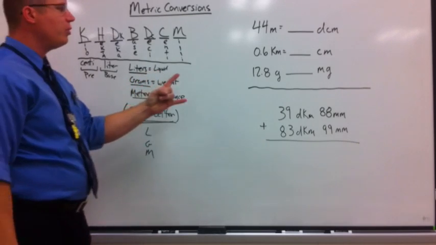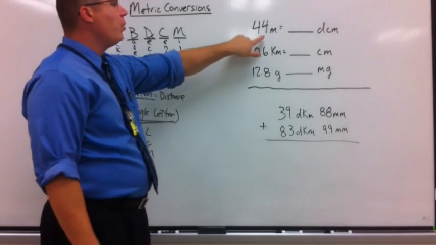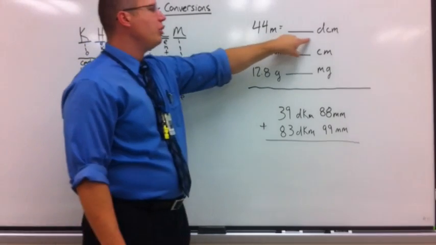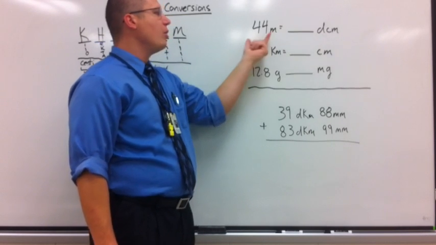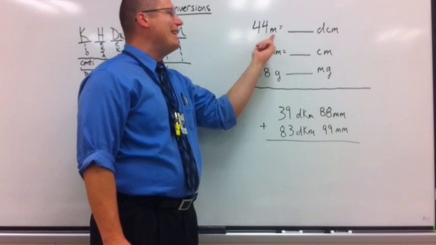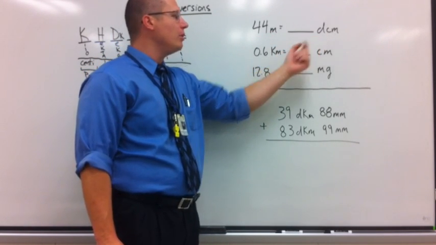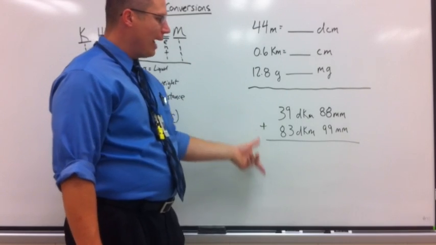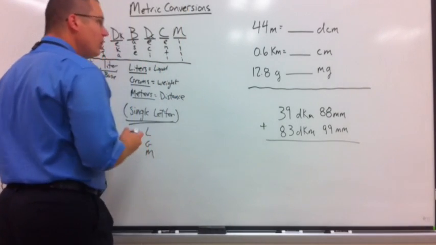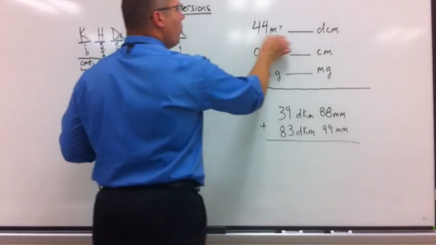Okay, we're going to do two things with this. One, I'm going to take one measurement and convert it to another measurement. Still the same amount, but I want to rename it with a different label. The other thing we're going to do is add, subtract. So let's take a look at how do we convert from one to the other.